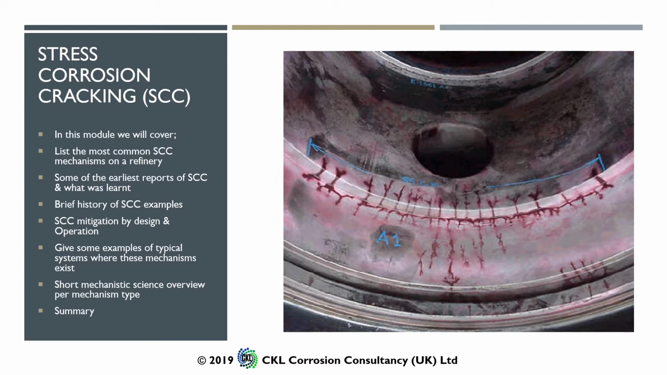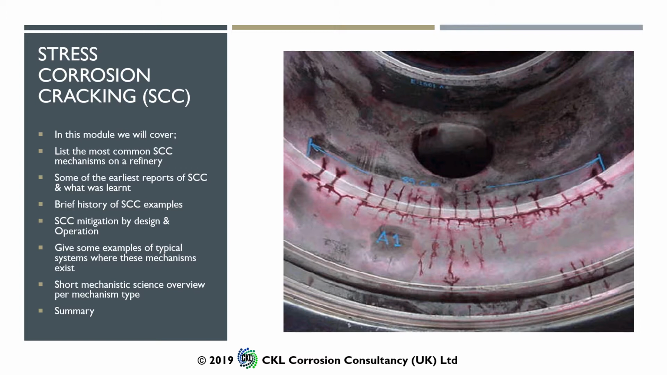We'll look at some of the stress corrosion cracking incidents that have happened, and then some of what was learned from that and what we've used from that learning and taken forward and applied today in some of the design aspects. That leads us into the next item, some of the mitigation that we can put into place as part of the design stage. So design, construction, and then inspection and maintenance and operation. We'll cover some examples of the typical systems or areas of the plant, areas of the unit where we find these mechanisms.